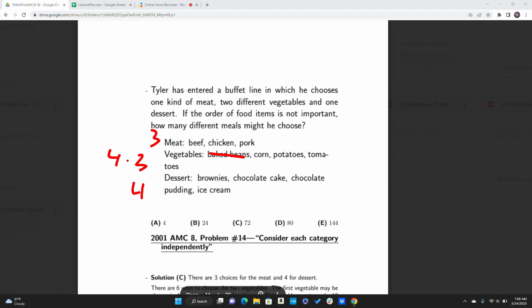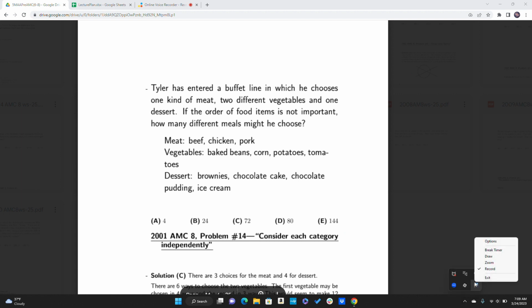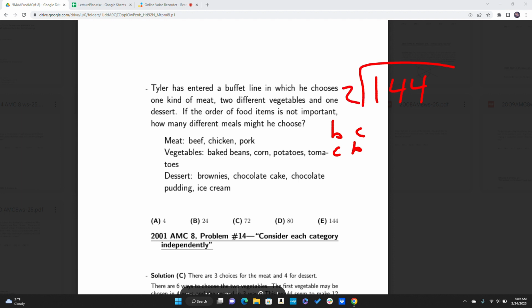So there's 3 choices for the meat, 4 choices for the dessert, 4 choices for the first vegetable, and then after he's chosen one vegetable, there's 3 other vegetables to choose from. So that's a total of 144 different combinations. Don't forget that if you choose baked beans and then corn, it's the same as choosing corn and then baked beans, right? Order doesn't matter. So we've double counted. There's 2 times the amount of cases that we need. We need to divide that by 2, and we get 72 as our answer.